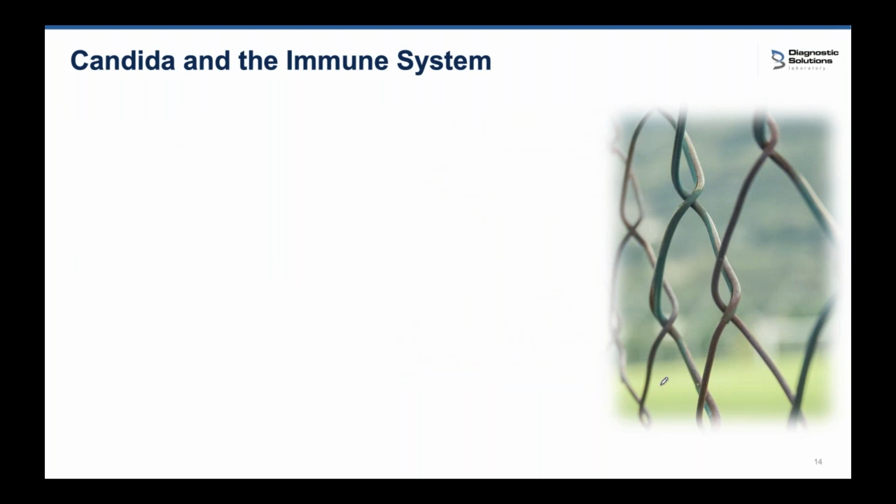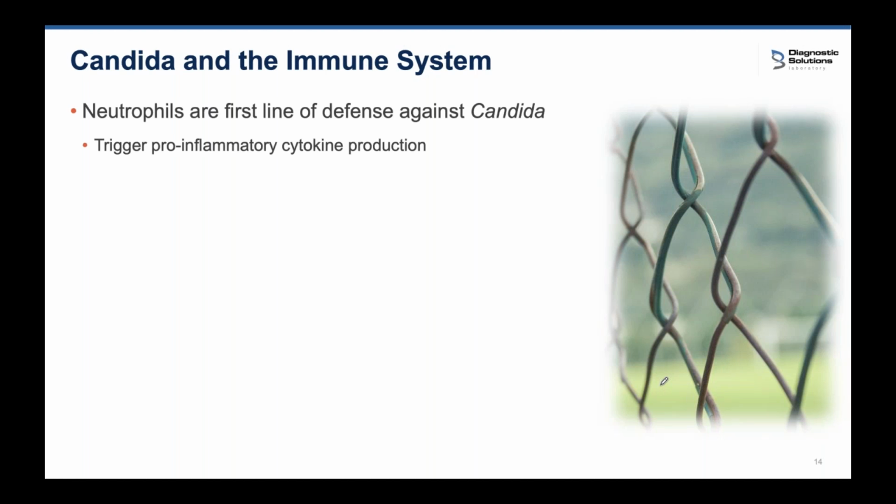Now, briefly on Candida and the immune system, this might not interest everybody, but let's do it anyway. So neutrophils are the first line of defense against Candida. They're going to trigger that pro-inflammatory reaction. So if you see a Candida that's more acute, you may see high calprotectin. Calprotectin is the protein that's pumped out by neutrophils when they migrate into the lumen of the gut.